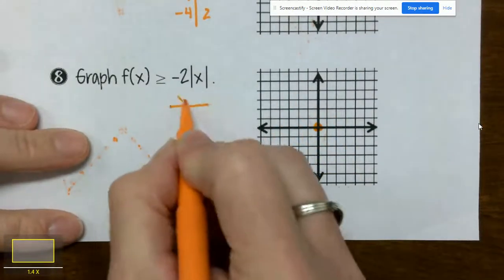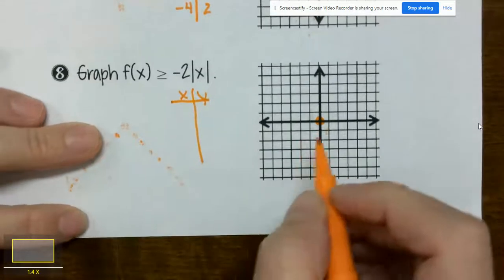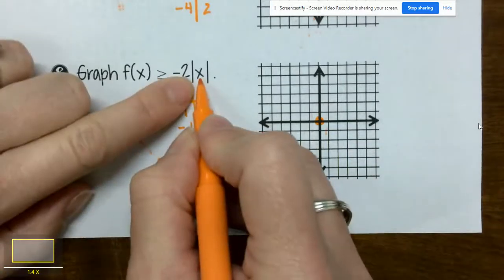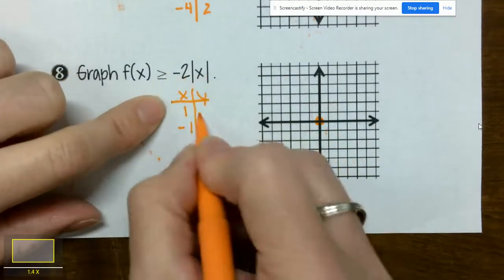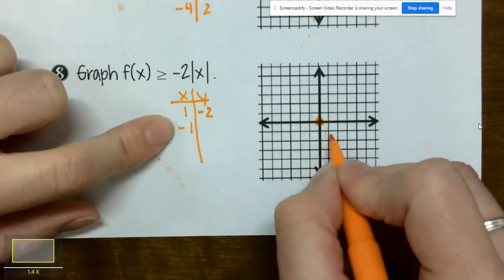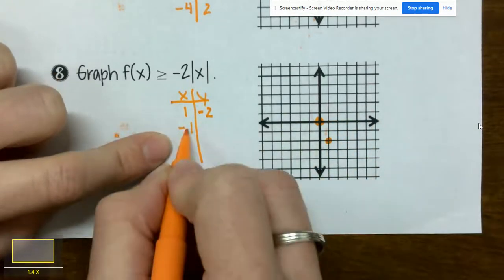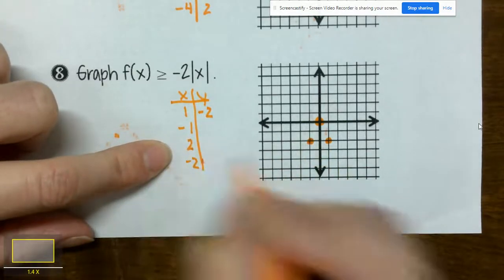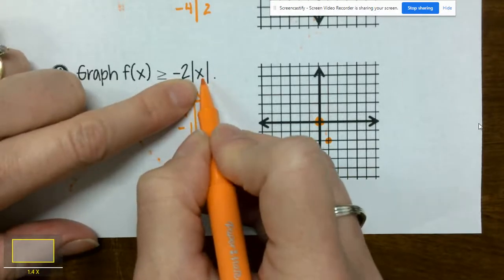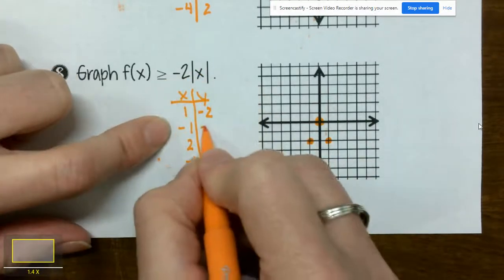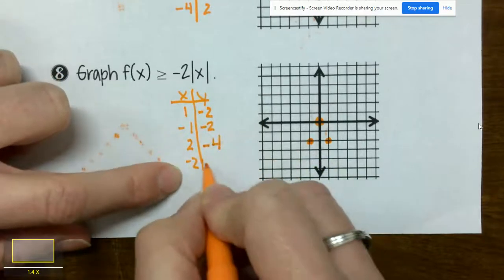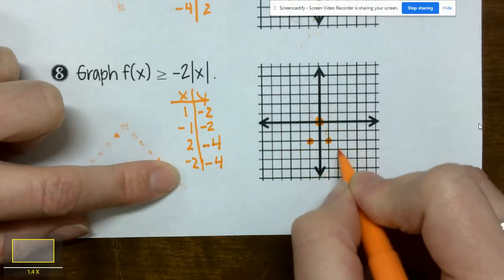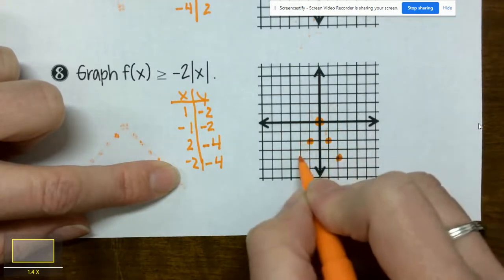Okay, I'm going to choose some points here, x and y. So I've got 0, 0. What if I put in 1 and -1? Okay, if I put 1 in, the absolute value of 1 is 1, times a -2 is -2. So at 1, I'm going to get -2. And at -1, I'm going to get the same thing, -2. What if I put in 2 and -2? Okay, if I put in 2, the absolute value of 2 is 2, and then 2 times -2 is -4. So at 2, we get -4. And at -2, we also get -4.